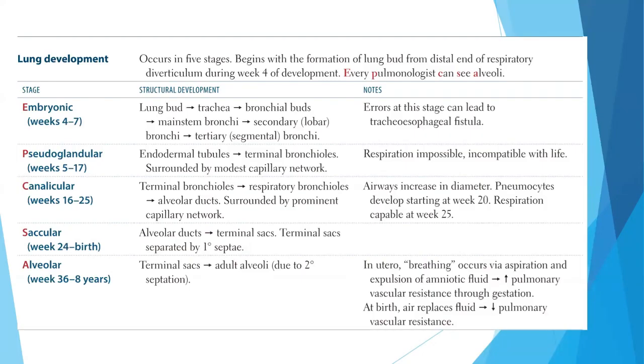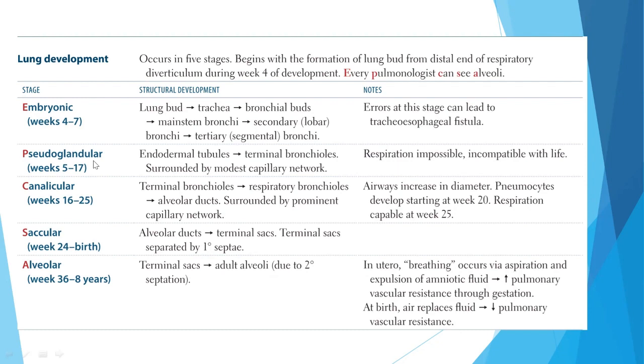Now, let's talk about lung development before we conclude this video. Lung development occurs in 5 stages, which begins with the formation of a lung bud from the distal end of the respiratory diverticulum during week 4 of development, and it can be remembered with a mnemonic: Every Pulmonologist Can See Alveoli. So for E, we have the embryonic stage, from week 4 to week 7, where there is development of the lung bud, formation of the trachea, bronchial buds, mainstem bronchi, secondary or lobar bronchi, and tertiary or segmental bronchi. Errors at this stage can lead to the development of tracheoesophageal fistula.